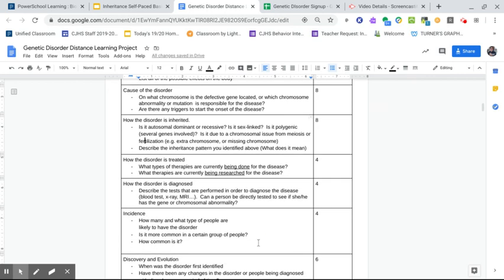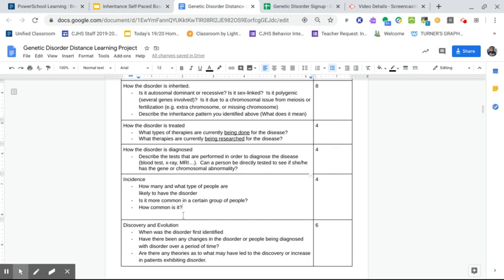And then the incidence part is looking at the population that's affected by it. How many and what type of people are likely to have the disorder? Do certain groups have it more? Is it more prevalent in females or males? Is it more prevalent in Europeans, those of European descent, or maybe of African descent? You might have certain ethnicities that are diagnosed more with it. You might have certain genders. You might have certain age groups. How common is it? Is it rare? Is it common? So these are the types of questions that you're going to answer in the incidence part.